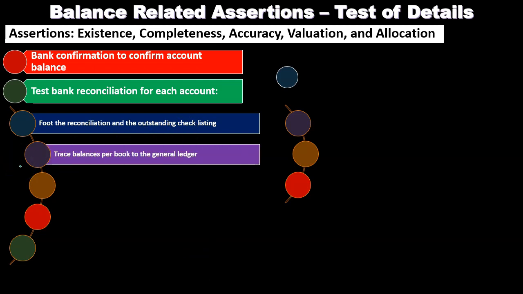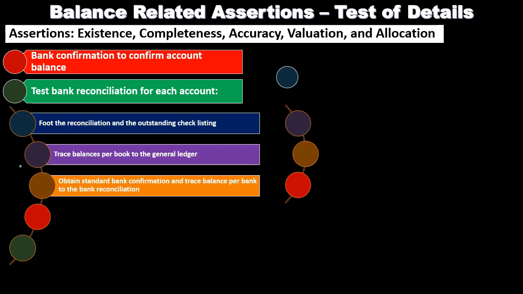Trace balances per book to the general ledger. So we want to make sure, of course, that the book amount on the bank reconciliation agrees to the amount on the general ledger, which is going to be the amount that's included in cash on the balance sheet. And then, as we do this, we're going to use our little auditing tick marks. We're going to put a little tick mark and say that this ties out to the amount on our books in the general ledger, and make sure that we have our little tick mark that basically ties that out as we go through.